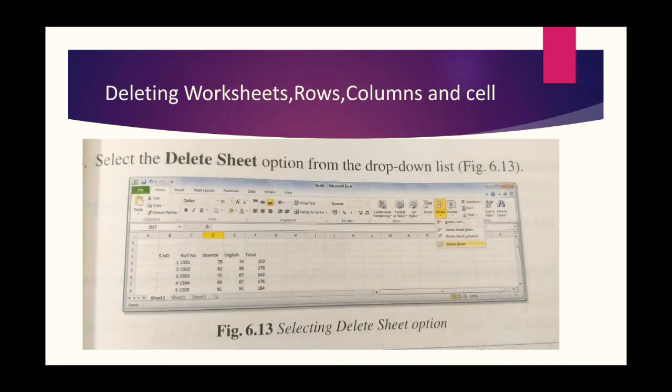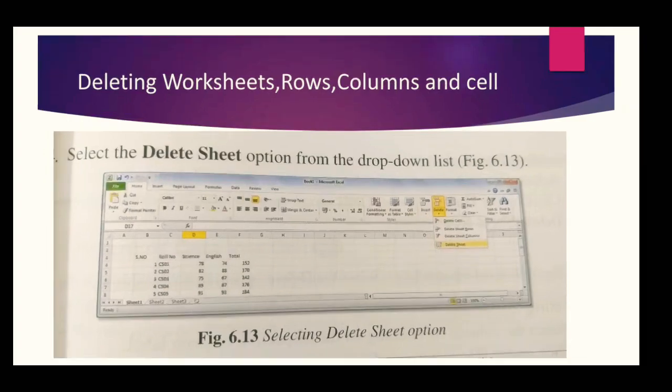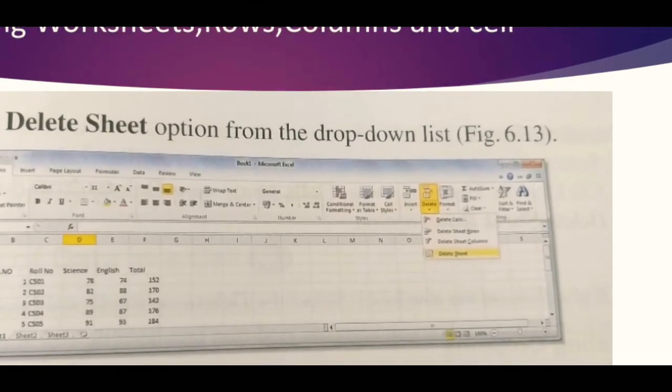Deleting worksheets, rows, columns and cells. Open the worksheet that needs to be deleted. Click on the Home tab. Then, in the Cells group, click on the Delete drop-down list. Firstly, select the Delete Sheet option from the drop-down list. This is the Delete option.